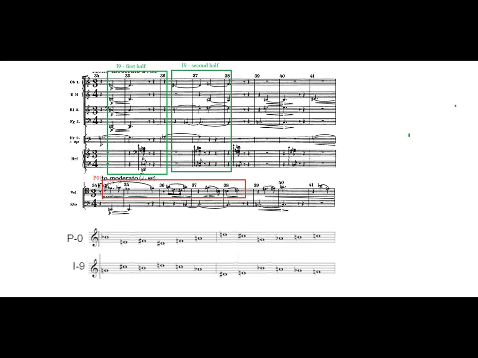that he uses, P0, the prime form of the row, and the 9th inversion of the row, I9, the first half of each row together, so in other words the first half of P0 and the first half of I9, make up a full chromatic set.